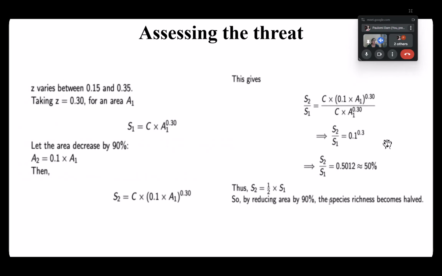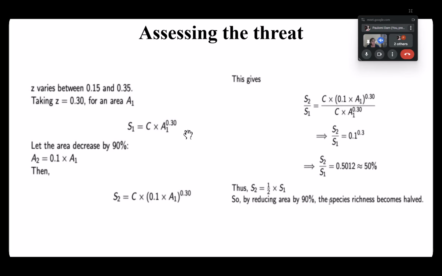Now, how was this used in the lecture? What we were trying to see there was, if we reduce the area size, how much of the species diversity or species richness is being lost. And this was the example that was discussed. So your Z, the factor Z in nature, varies from 0.15 to 0.35. Now, if we take Z as 0.3 for area 1, this is how its species richness is supposed to be.